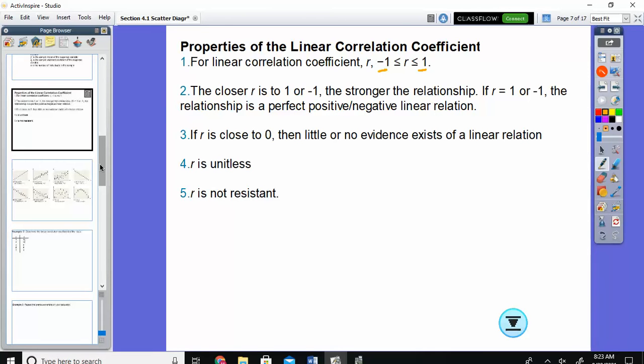Resistant means if you throw an outlier in there, it doesn't change. So when I'm saying it's not resistant, that means one outlier is really going to change this value. Kind of like the mean, the standard deviation, an outlier has a big impact on this value.